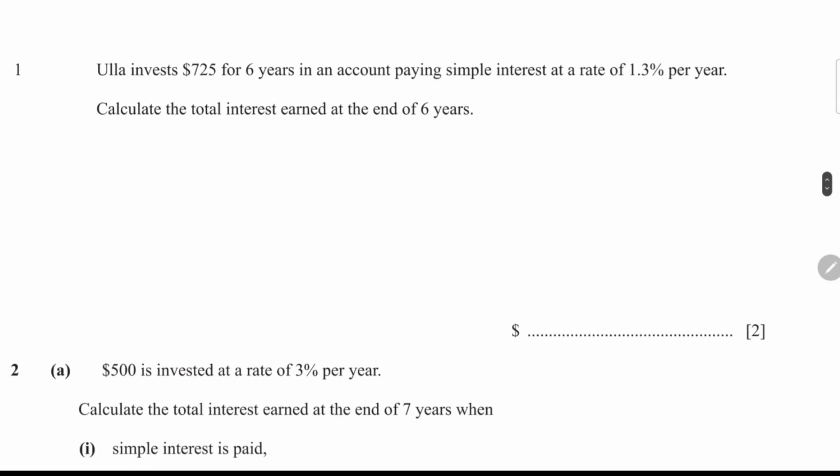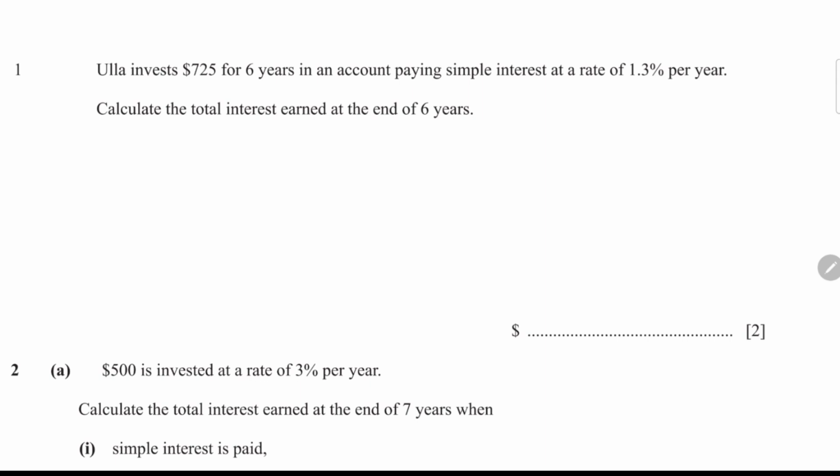Ula invests $725 for 6 years in an account paying simple interest at the rate of 1.3% per year. Calculate the total interest earned at the end of 6 years.